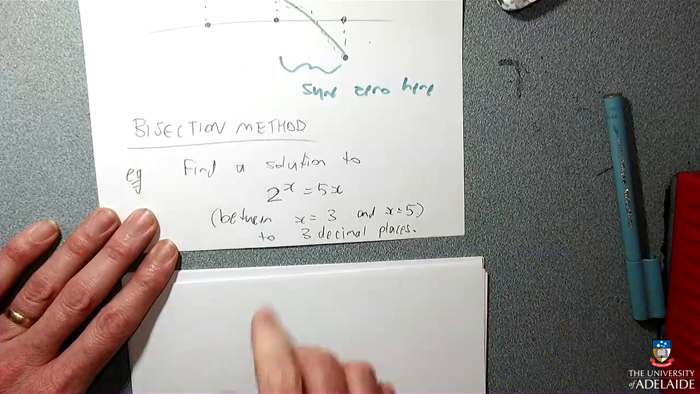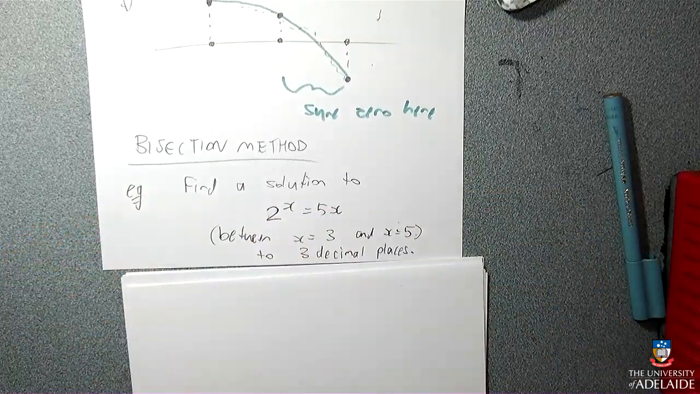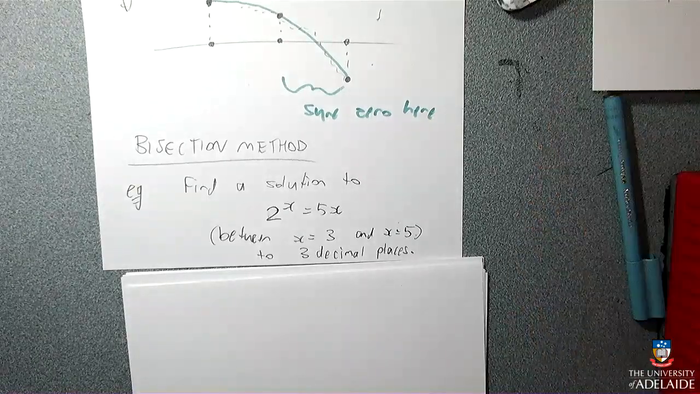Okay, so find a solution to the equation 2 to the power of x equals 5x between x equals 3 and x equals 5 to 3 decimal places. Okay, so at the moment, this doesn't look like I can use the intermediate value theorem for it, because the intermediate value theorem is designed for a single function equal to a single number answer, and what I have is 2 functions equal to each other, so I need to create a function that is equal to an answer that I want at the place where I want it to be.